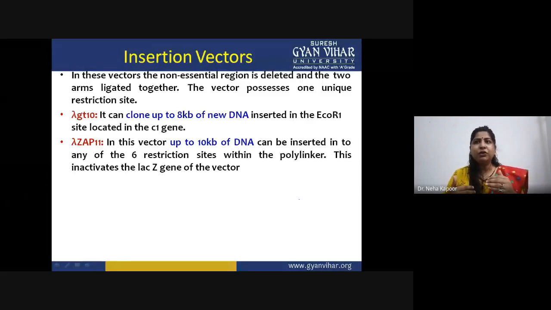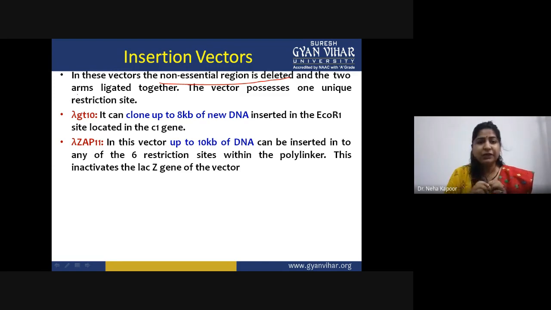Now, depending upon that, there were two major types of vectors that were constructed. One was the insertion vector, the second was the replacement vector. First of all, we would be discussing the insertion vector. In this vector, what is happening? The non-essential region of 15 kilo base pair is deleted, and the two arms, left arm and right arm, are ligated together. Because of that, the vector will possess one unique restriction site.